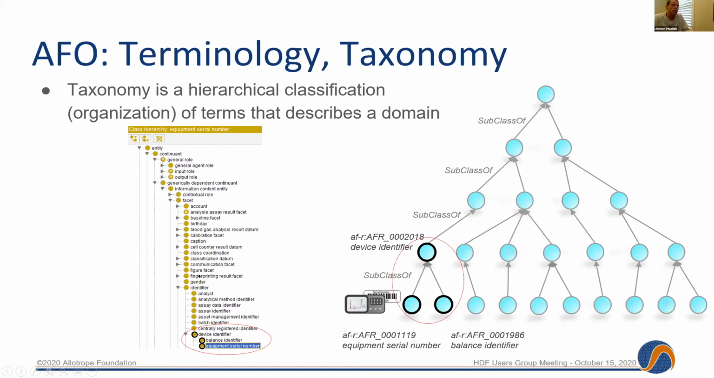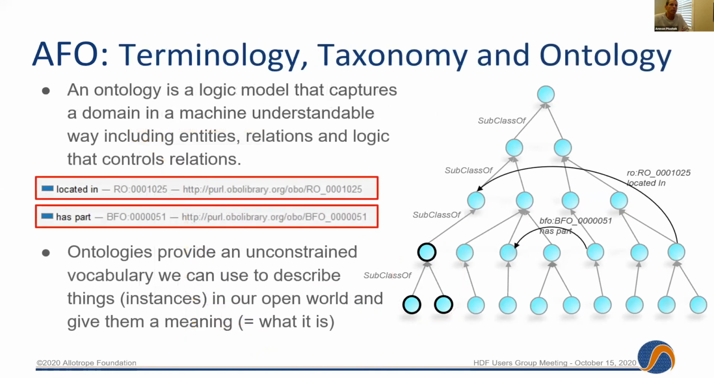So the taxonomy is just the organization of the terms, but now we need to create the relationships between the terms. That's where the ontology comes into play. So there are relationships between the resources. From this ontology, or from this graph, we can learn that one of the resources has part in another resource, or one of the resources is located in another resource.